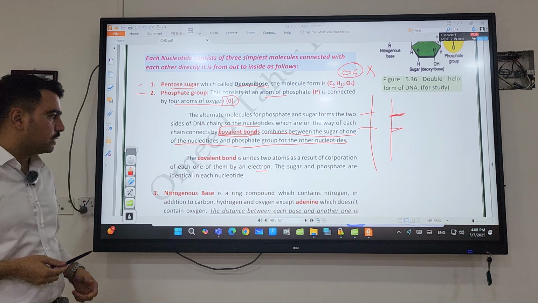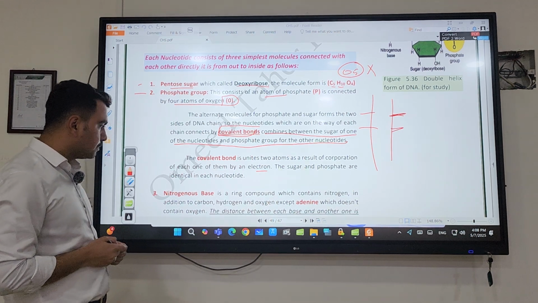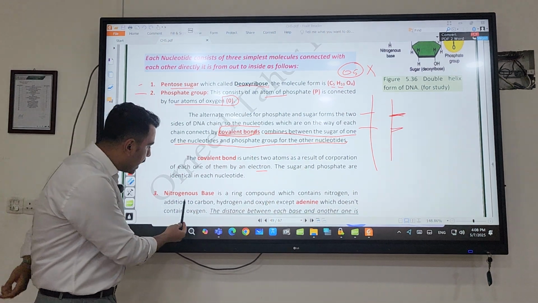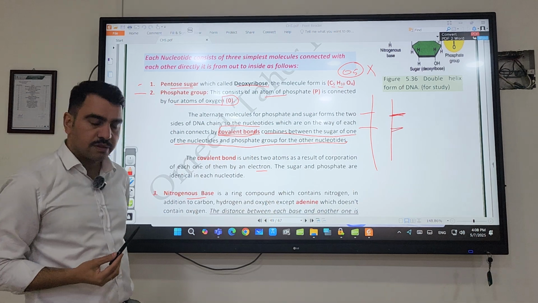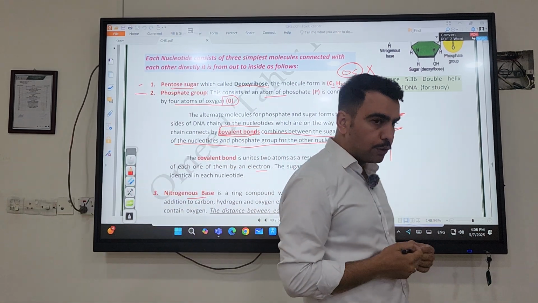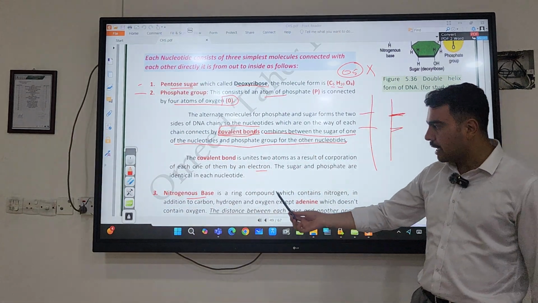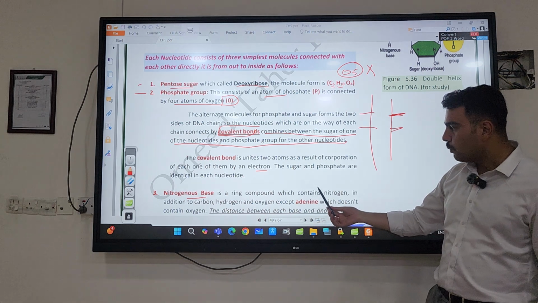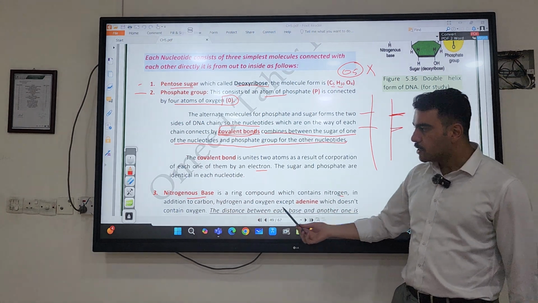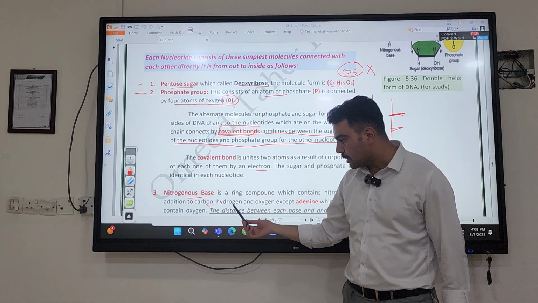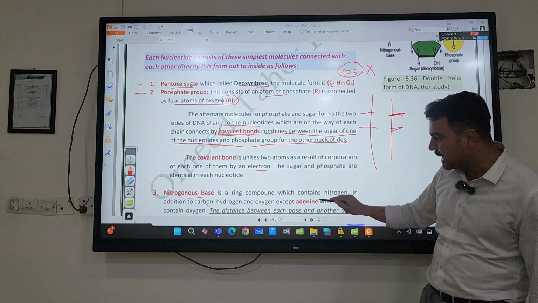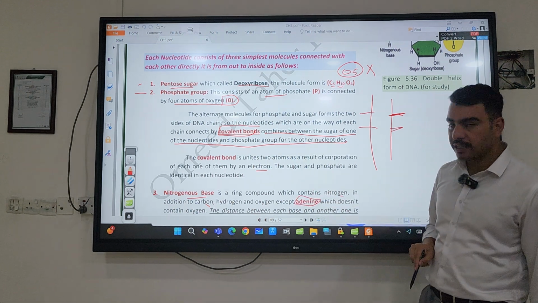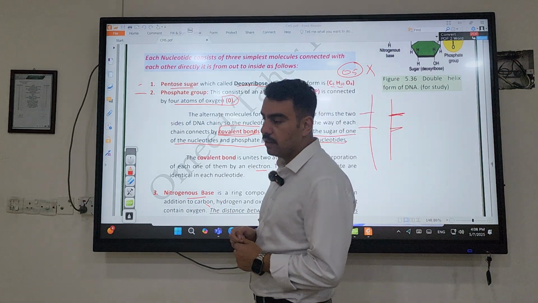It's mostly related to the chemistry, so we are not going into detail. Last one, we have nitrogen bases. This is very important. Normally, it is a ring compound which contains nitrogen, in addition to carbon and hydrogen and oxygen, except adenine. Please pay attention. This exception is important. It can be asked in filling blanks.